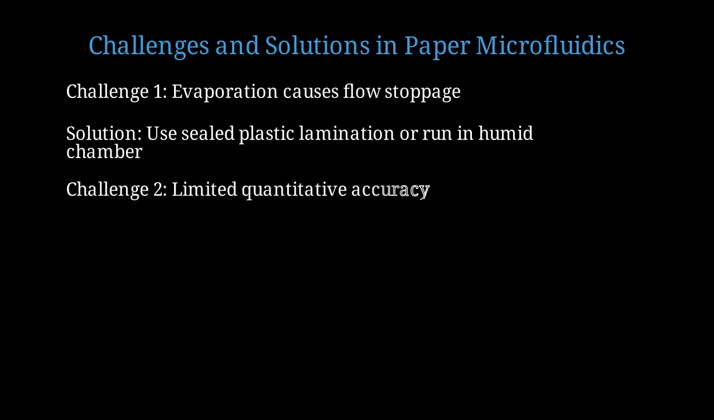Challenge 2. Quantitative accuracy. Paper structure is heterogeneous, causing variability in flow rates and reaction kinetics. Solution. Incorporate internal standard controls on the same device. By normalizing the signal from the test zone to a control zone, variability can be reduced significantly.